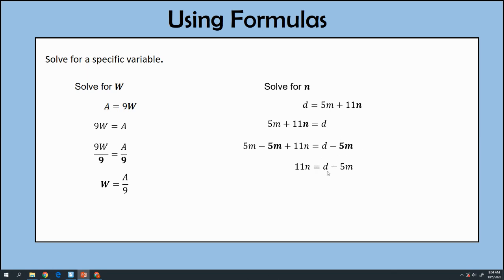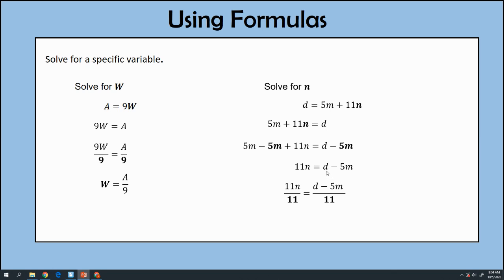I can't do anything with d minus 5m. They're not like terms, so we just leave it as an expression. Okay, now I've got my 11n isolated. Now I've got to get the n by itself. So this coefficient of 11, I've got to make become a 1. I do that by dividing each side by 11.